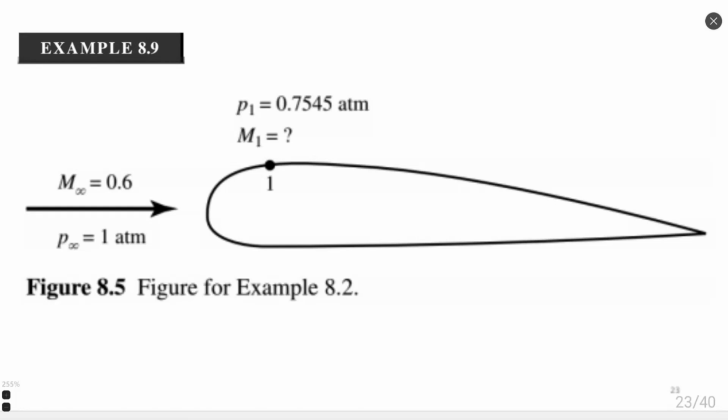Today we have an example that proposes to calculate the Mach number at some specific point on the airfoil where we know the pressure, measured probably by some pressure sensor. And we know infinite conditions, Mach 0.6 and 1 atmosphere of ambient pressure. How to calculate Mach number in this case? We can use previously developed equations.